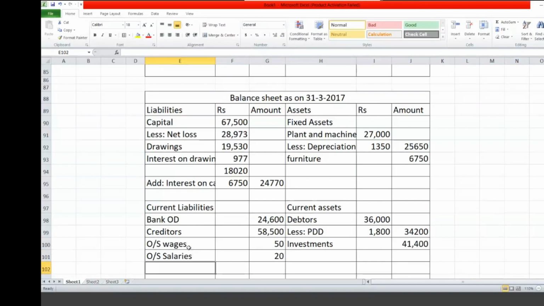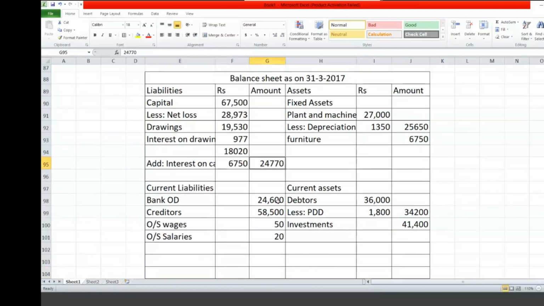Let us check it out. Is it tallied or not? If not, let's check where we have committed the mistake. Okay, 1,07,940. I think it's not tallied. Let us check where we have committed the mistake, it should be 1,08,000. The difference is 60 rupees. Let's check it out. Did I miss anything? What is the bank overdraft? I'm sorry, it's my mistake, 24,660. Now it is 1,08,000 on both sides.